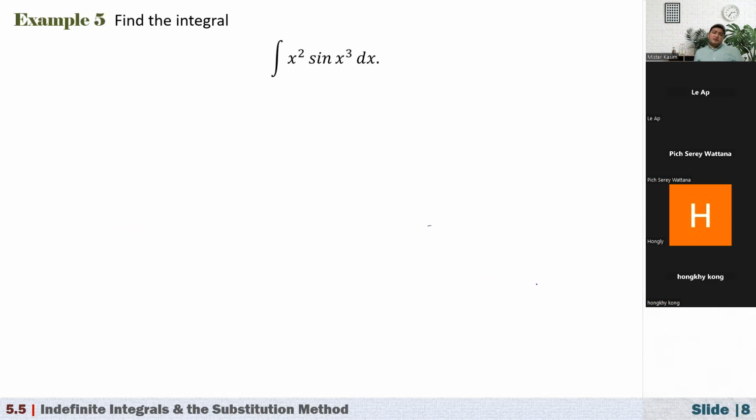Another example, find the integral. Here we have the integral of x squared times sine of x cubed. Now, as you practice four or five questions, the idea comes so quickly. Why? Because I really believe in this thing in learning math: K-E-I. What is K? K stands for knowledge, E stands for experience, and I stands for insight.